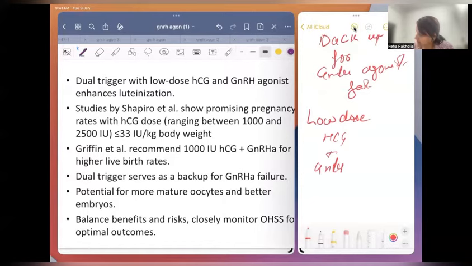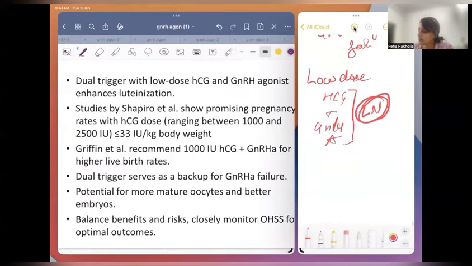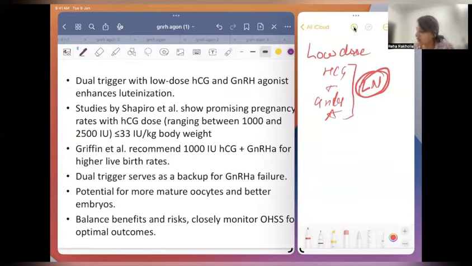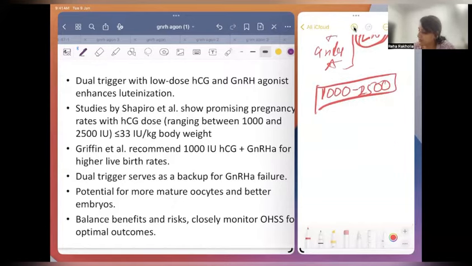GnRH agonist, what is it enhancing? This enhances luteinization. The dose we give in dual trigger is 1000 to 2500 international units. What all will happen?